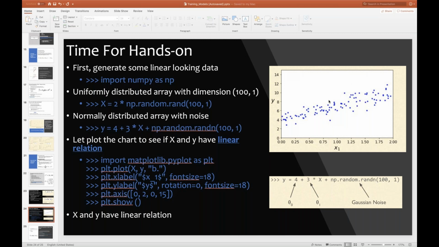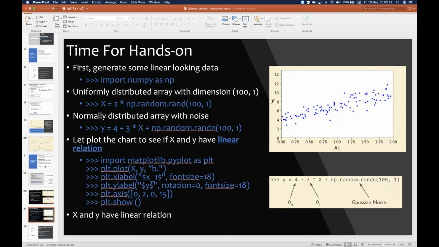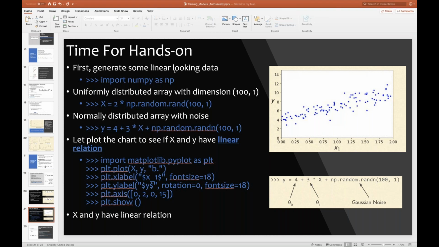So first, what are we doing here? We are first generating some linear-looking data. I'll use numpy as np and uniformly distribute the array with dimensions of 100, 1, so I'll use np.random.rand(100, 1). So this array will be distributed.